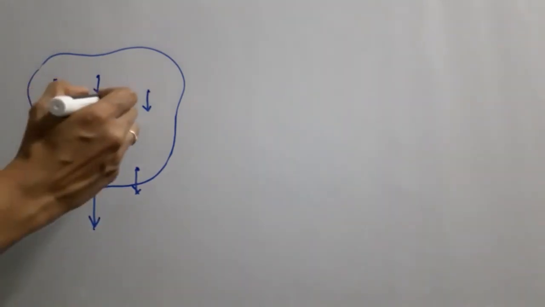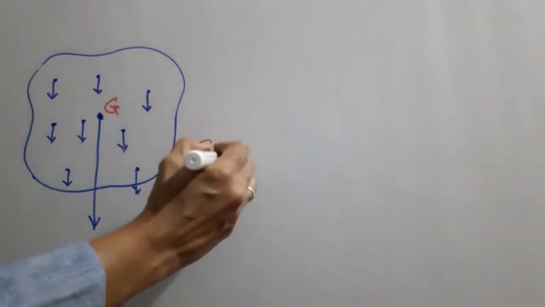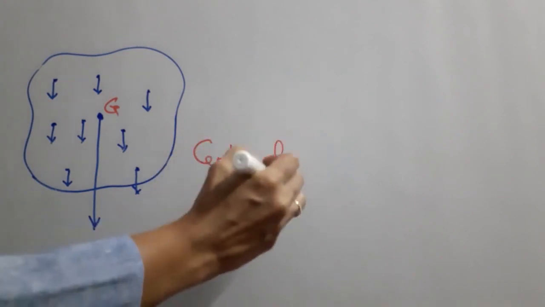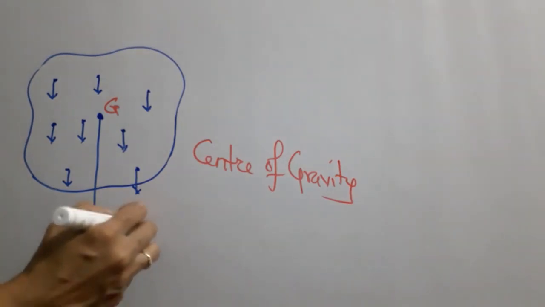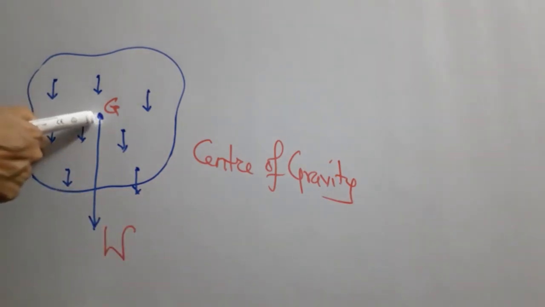What is it called? It is called the center of gravity. The weight of the whole object is concentrated at this point. Now, let us try to understand it in a different manner.